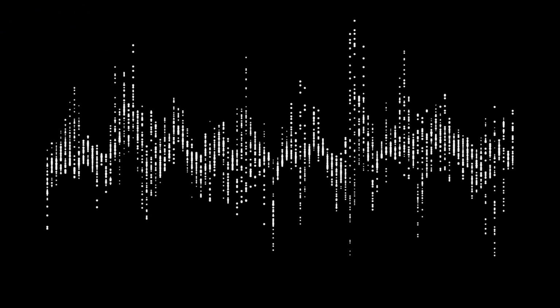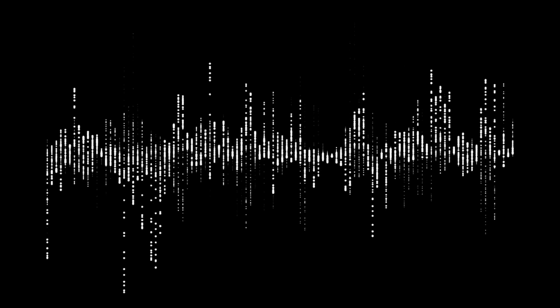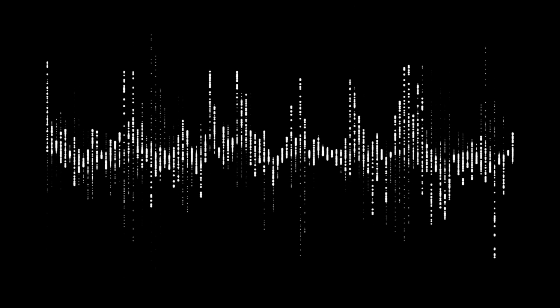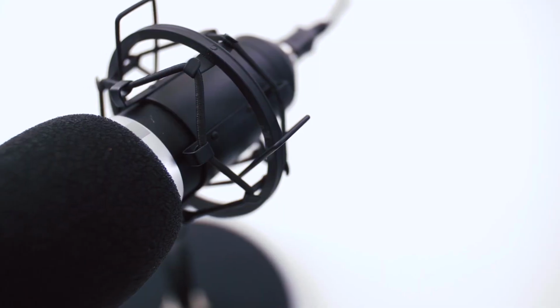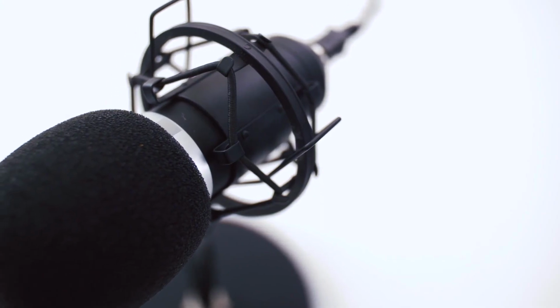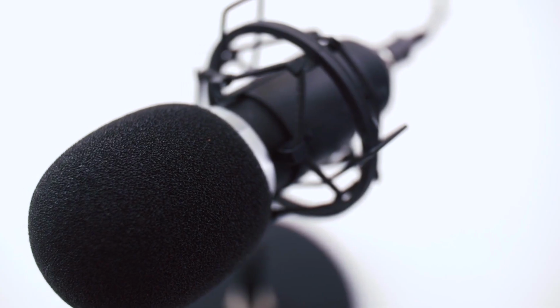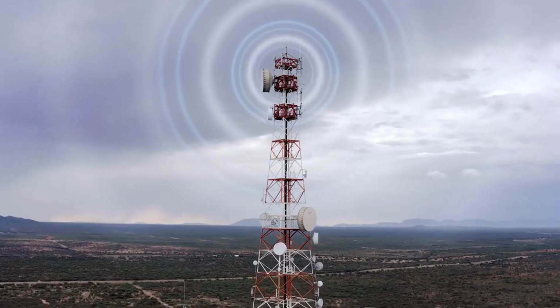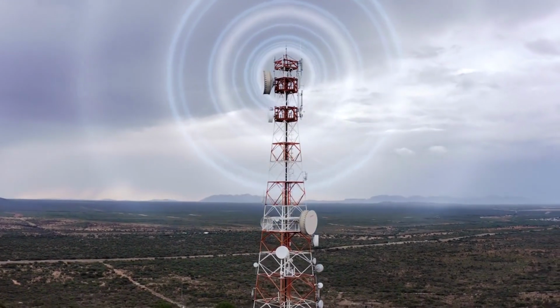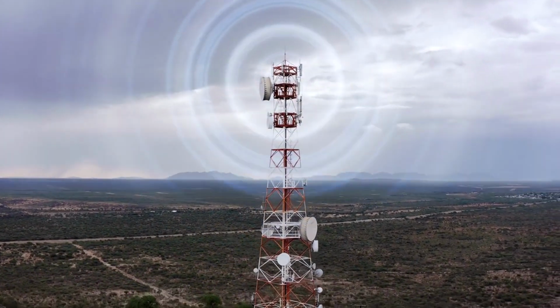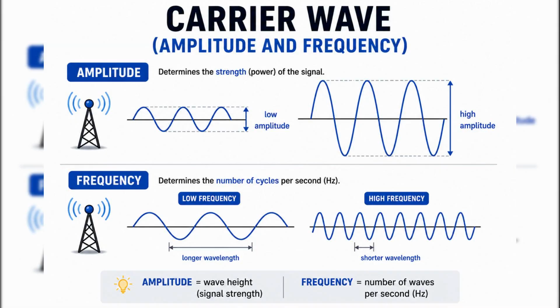Human voices, music, and other noises are actually vibrations traveling through air as mechanical waves. A microphone captures these vibrations and converts them into an electrical signal that mirrors the exact shape and intensity of the original sound wave. At this stage, however, the signal is far too weak and unstable to travel long distances efficiently. To transmit it through space, it must first be attached to a much higher frequency electromagnetic wave known as a carrier wave. This process is called modulation.